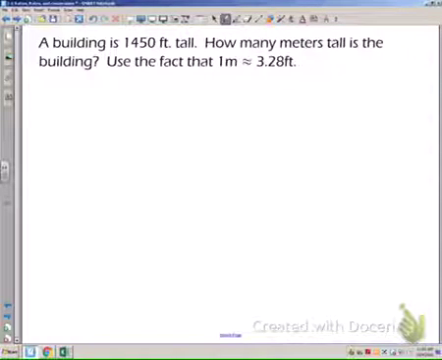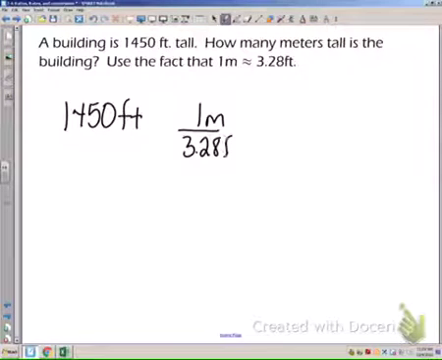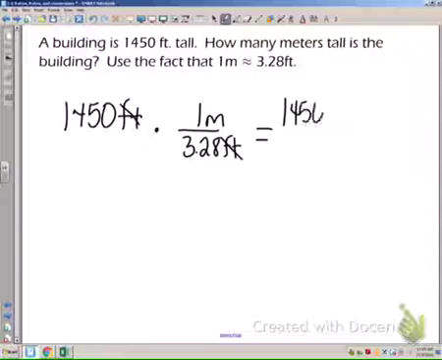So a building is 1,450 feet tall. How many meters tall is the building? So once again, we know that 1 meter is the same as 3.28 feet. I'm going to multiply. The feet cancel. So I'm left with 1,450 divided by 3.28, and this is meters.